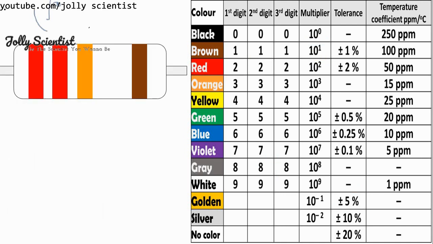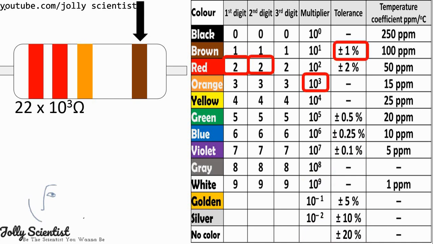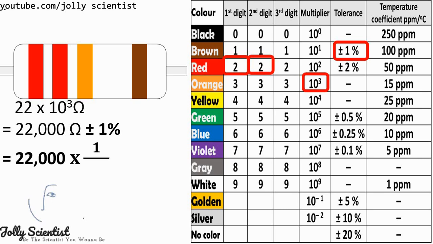The first is a what? Good. The second color is a good. So what would the third be? Would it be a digit or a multiplier? A multiplier. So that's 10 to the third. So what do we write down? 22 times 10 to the third. The fourth digit is the tolerance, plus or minus 1%. So we're going to be writing 22,000 plus or minus 1%. So 1% of that 22,000 gives us 220 ohms.